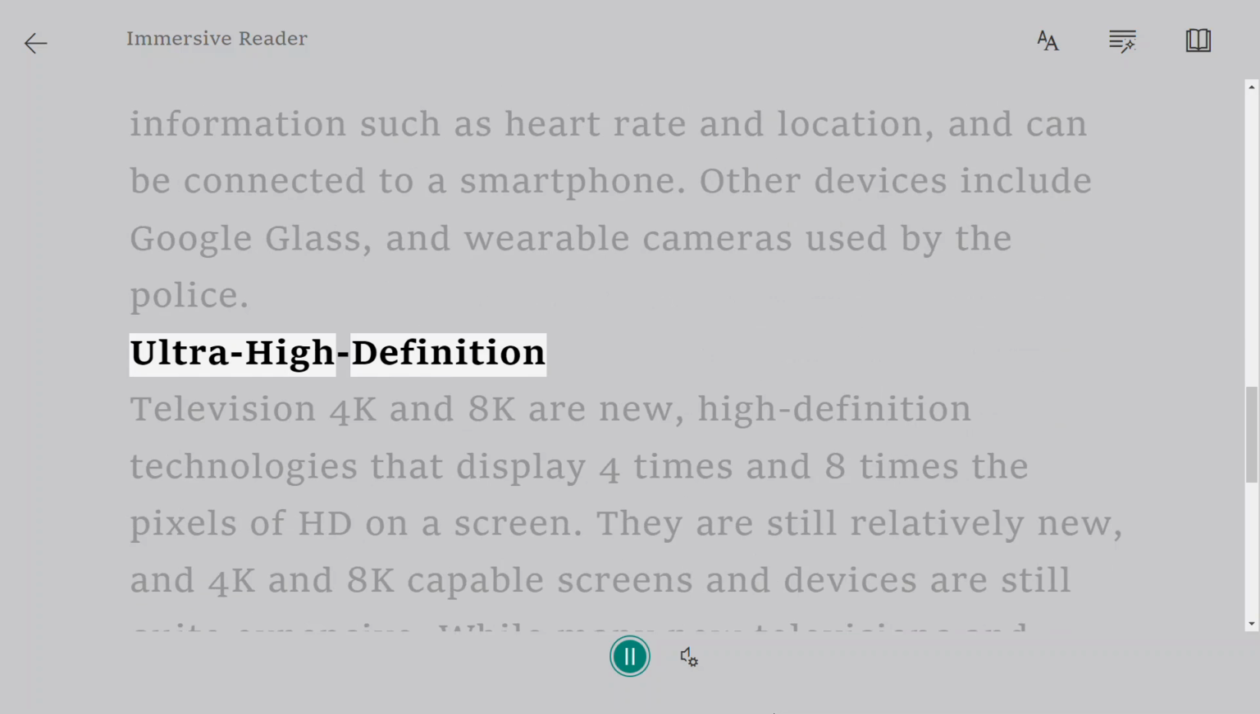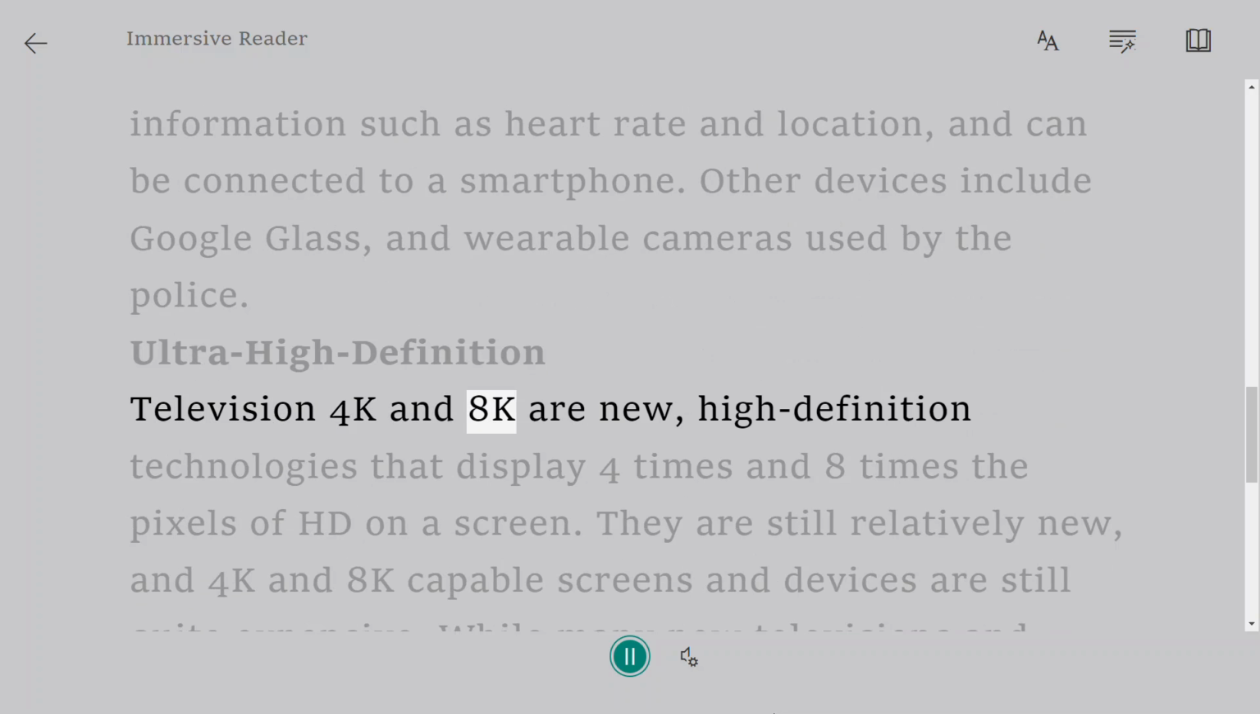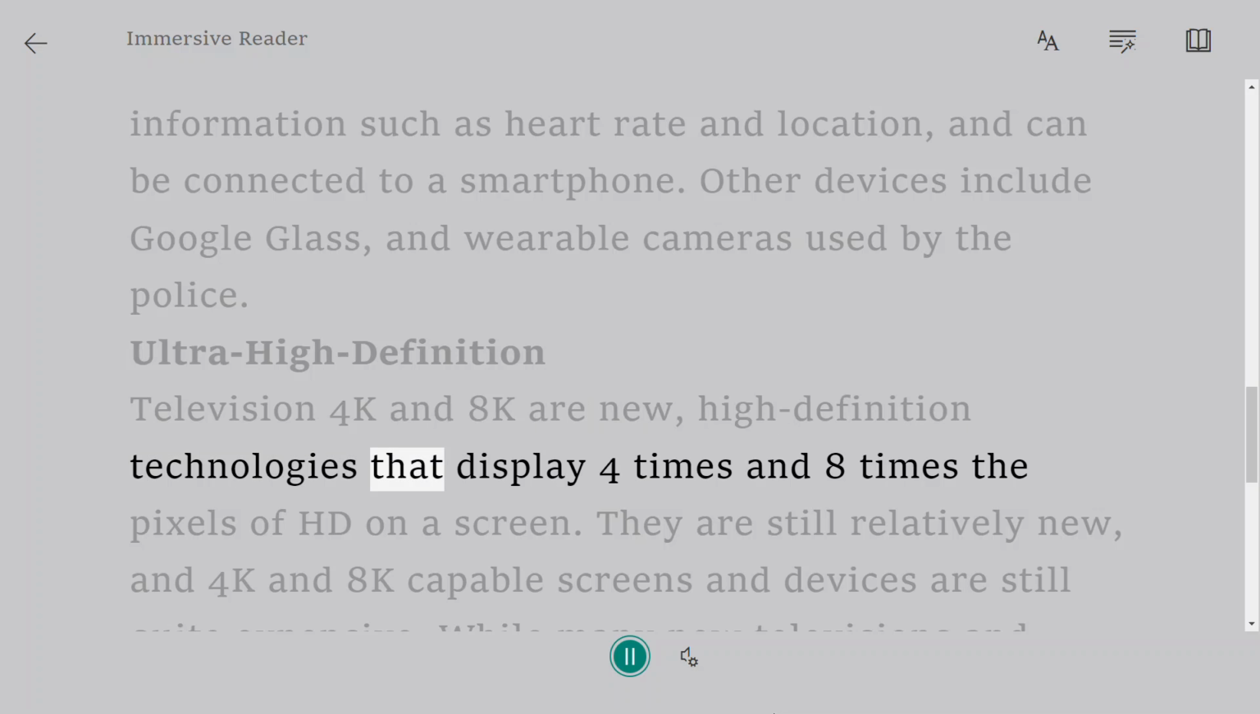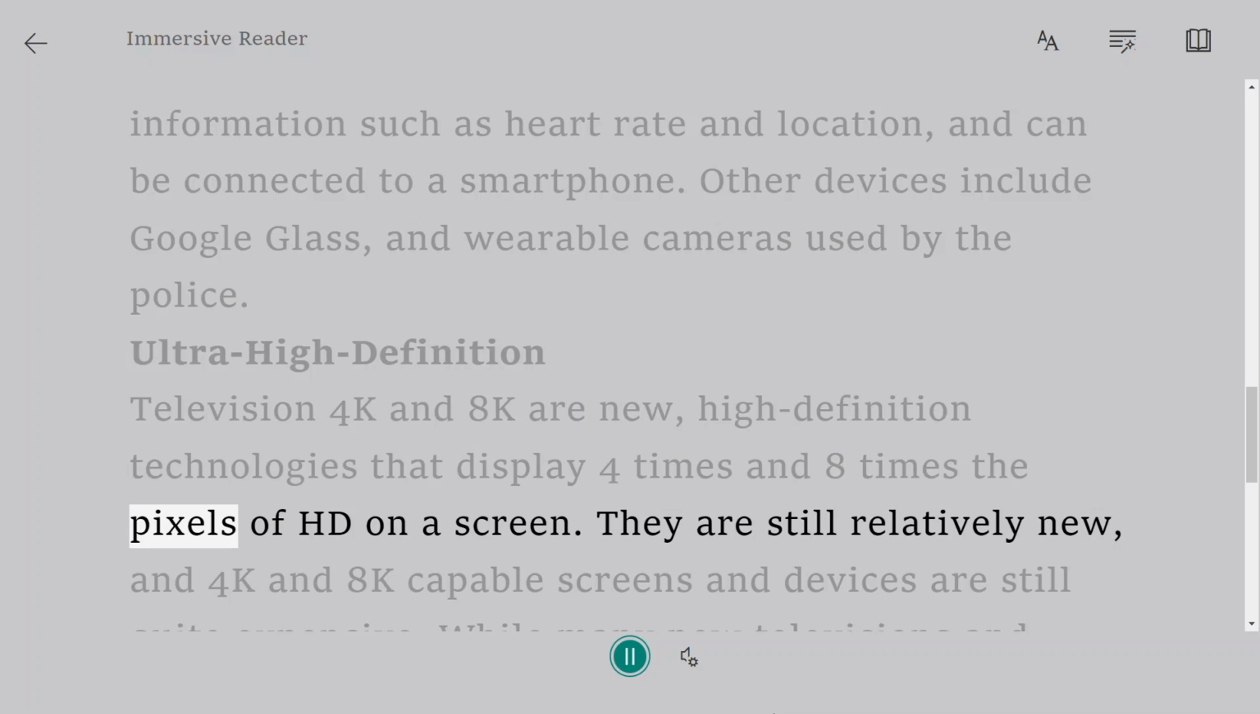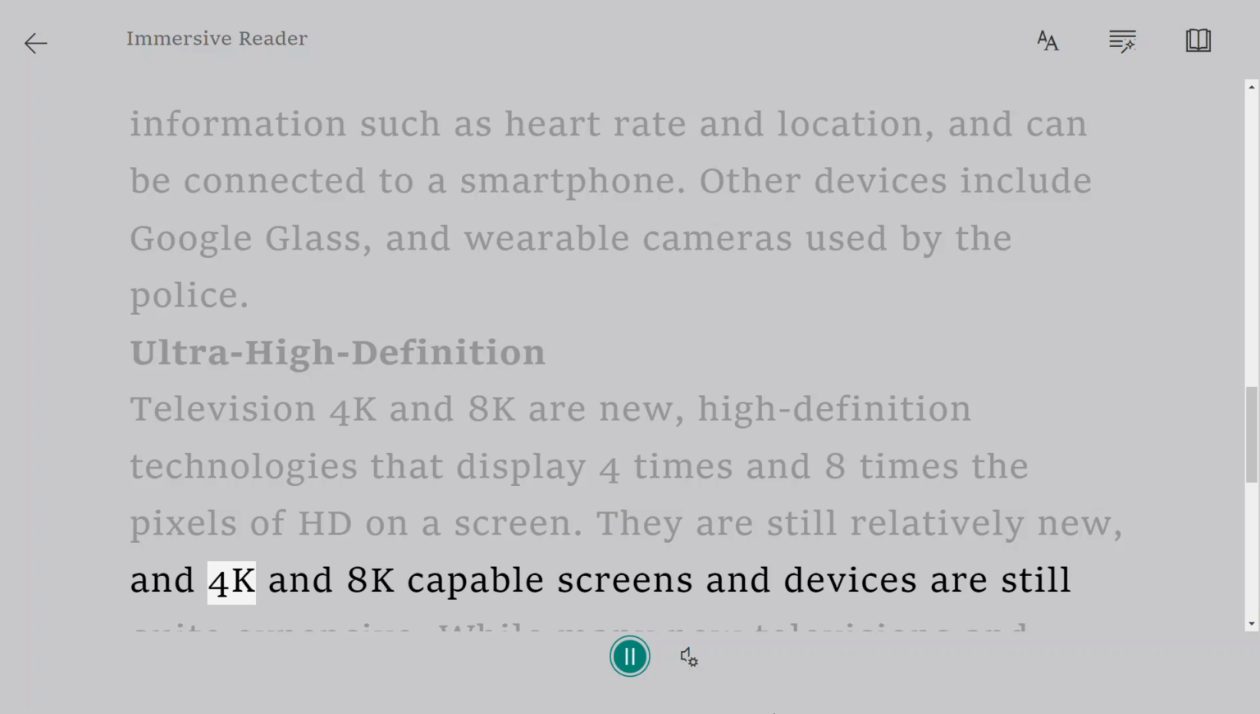Ultra-high definition television. 4K and 8K are new, high-definition technologies that display 4 times and 8 times the pixels of HD on a screen. They are still relatively new, and 4K and 8K capable screens and devices are still quite expensive.